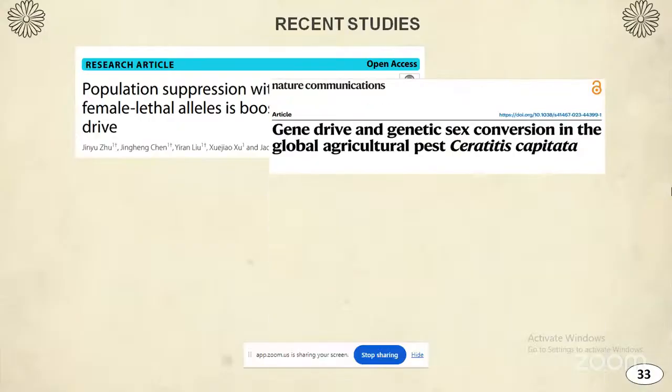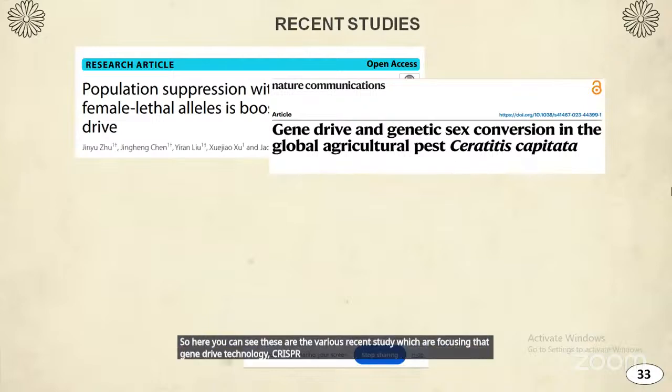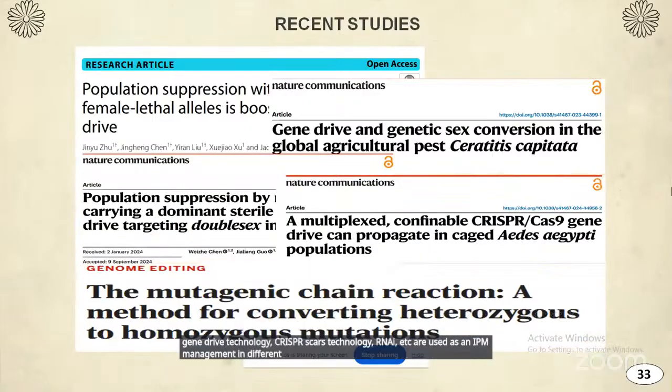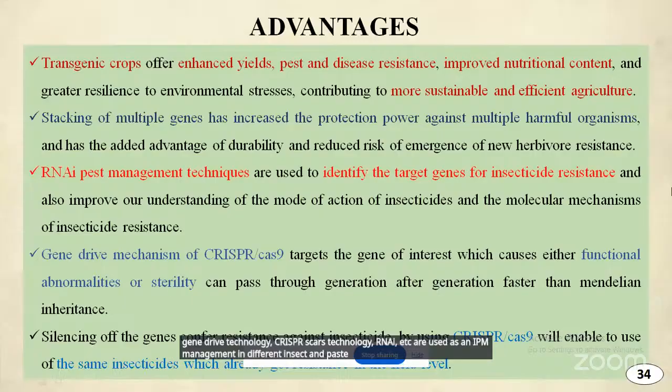Here you can see various recent studies which focus on gene drive technology, CRISPR-Cas technology, RNAi, etc., used as IPM management in different insects and pests. So what are the advantages of this technique? Transgenic crops offer enhanced yield, pest and disease resistance, improved nutritional content, and greater resilience to environmental stress, contributing to more suitable and efficient agriculture.